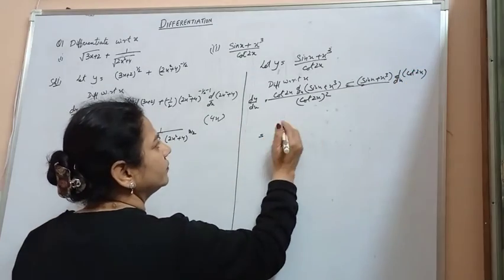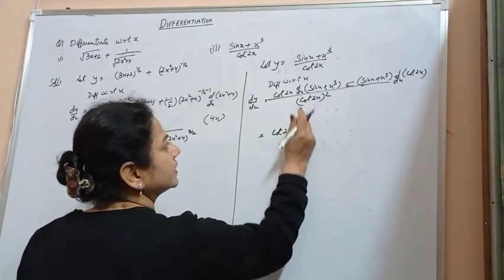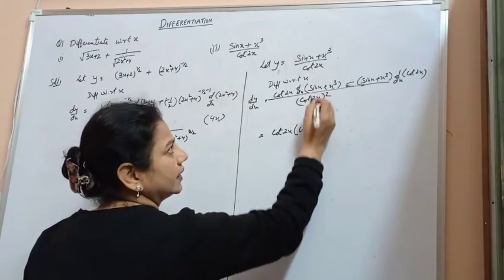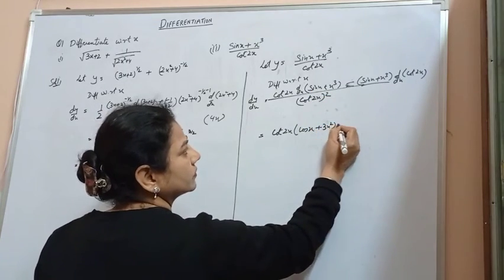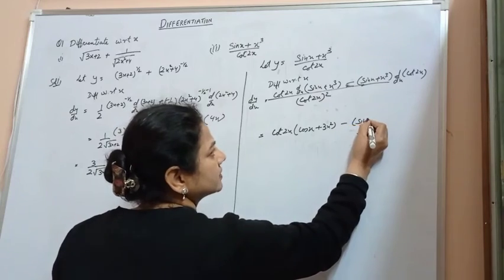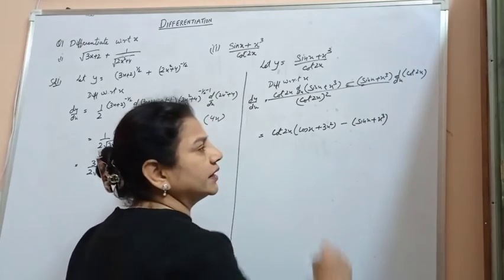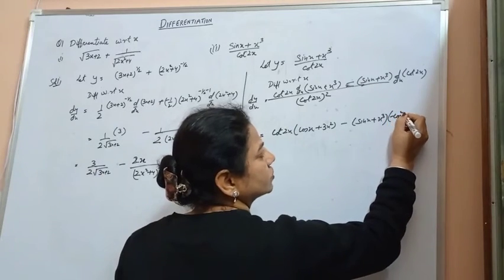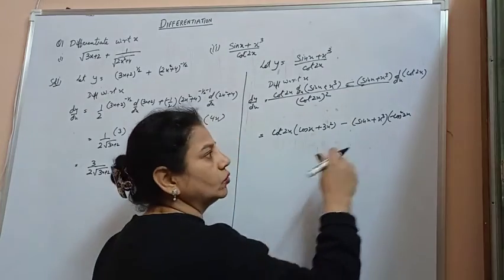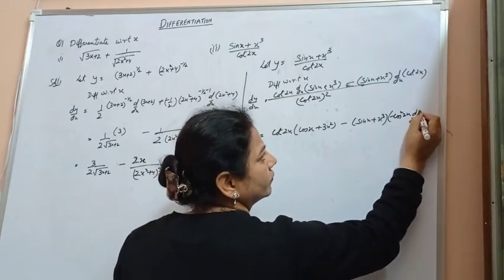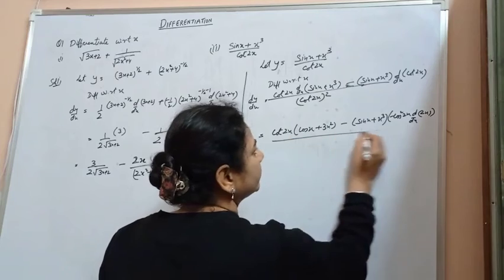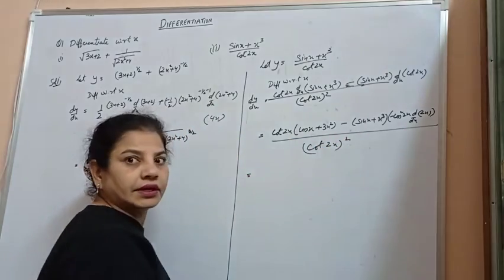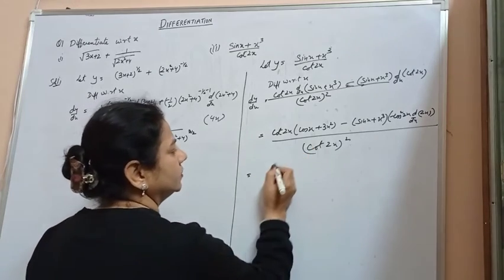So again I have cot 2x, the derivative of sin x is cos x and of x cube is 3x square, minus (sin x plus x cube), and the derivative of cot 2x is minus cosec square 2x, again with the derivative of 2x by the chain rule, whole divided by (cot 2x) whole square. Correct? Now here we have the numerator solved.